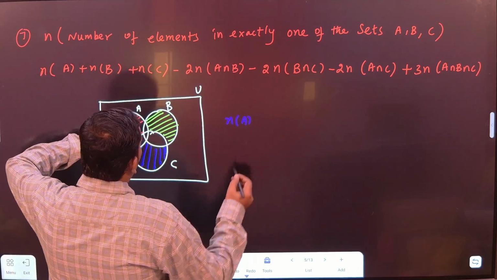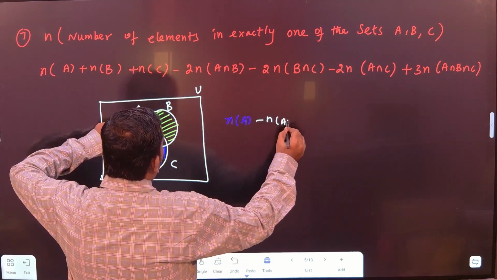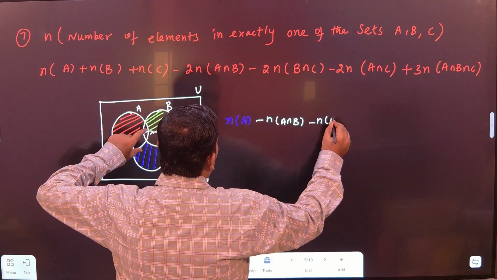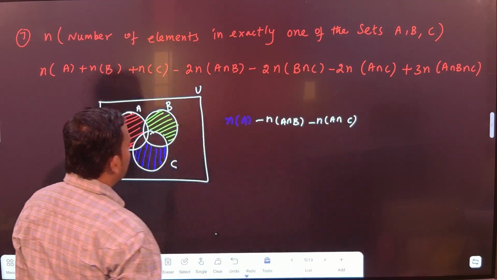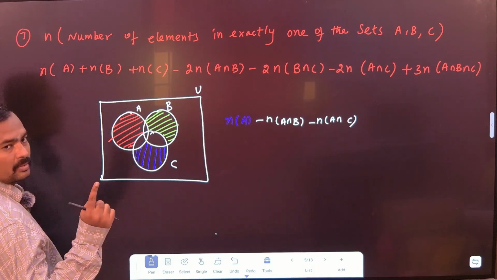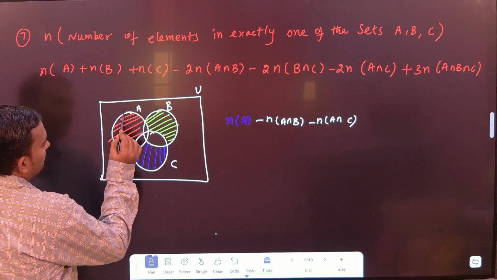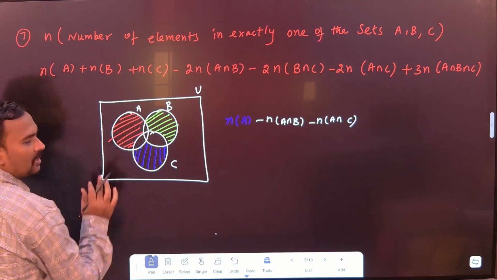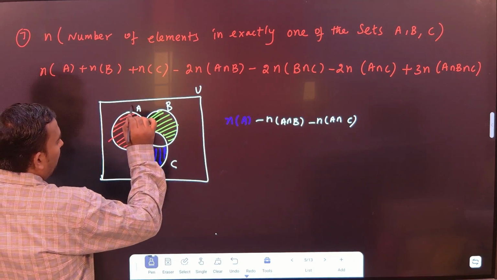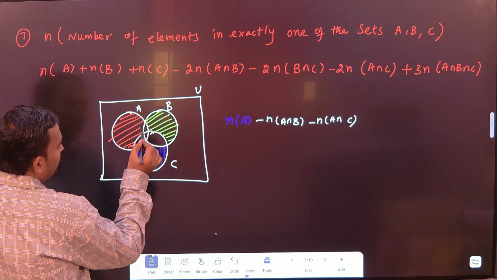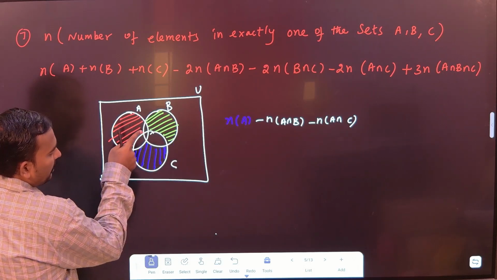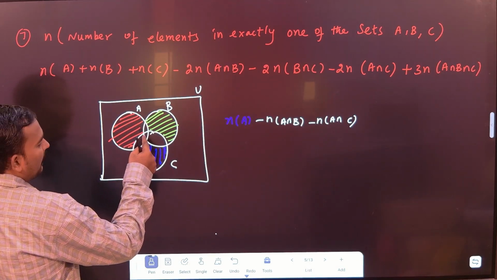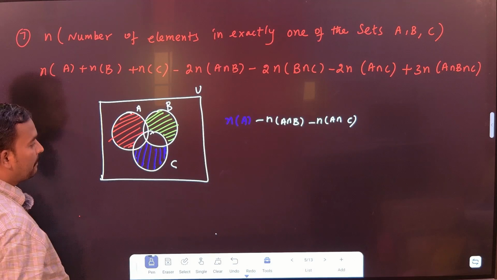You can remove the A intersection B and A intersection C, correct? You have to be very careful. I'm just taking whole complete A. We need complete red color regions only. First I'm taking whole A and removing A intersection B, right? When you remove the A intersection B, you removed A intersection B intersection C.